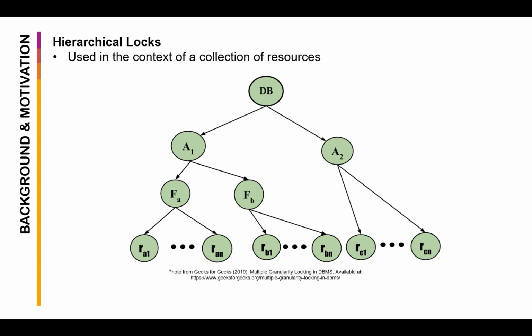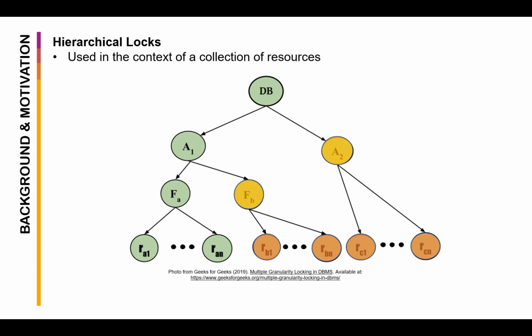So the idea of hierarchical locks is that when a node is explicitly locked by a transaction, it also locks its children implicitly. So here, if area 2 is locked, records C1 to Cn are also locked as a result of locking area 2. In the same manner, if a transaction locks file B, then locks are cascaded to records under file B, but area 1 is not affected by the said lock.